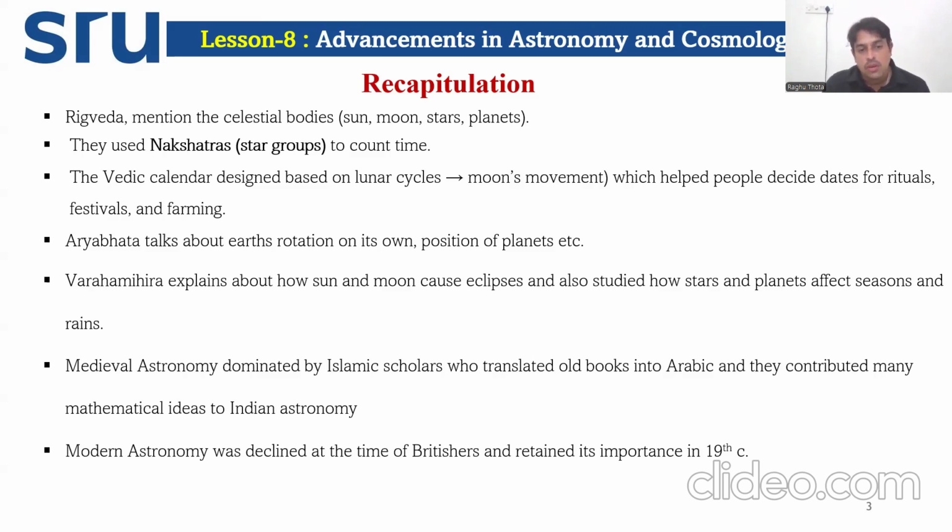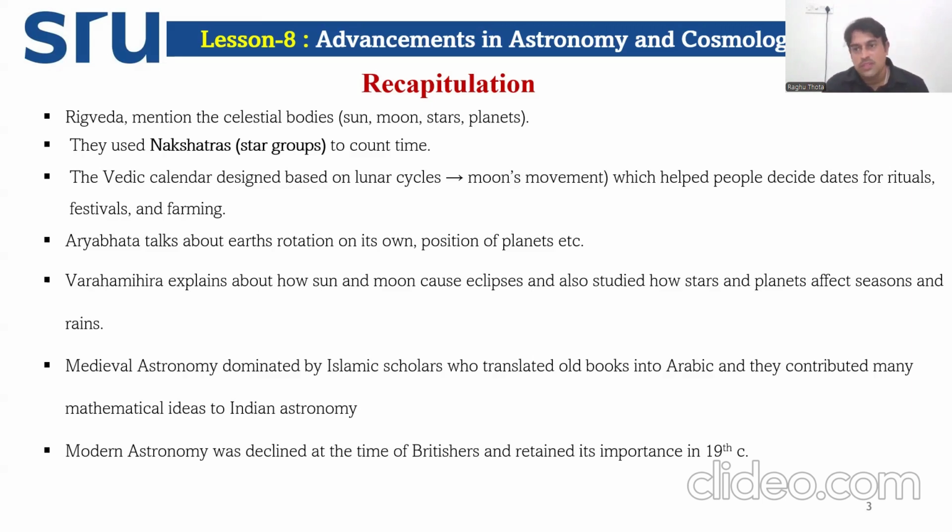After the medieval astronomy, the modern astronomy was declined by the Britishers. Because Britishers declined the modern astronomy, they did not give value to Indian astronomy. But it came to gain its importance maybe after the 19th and 20th century. Then people started observing the universe again and doing research on astronomy.